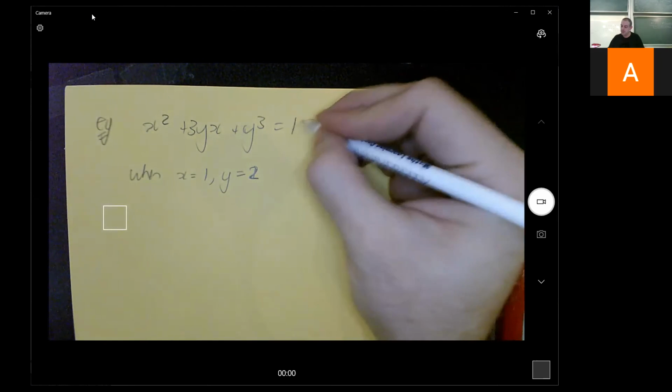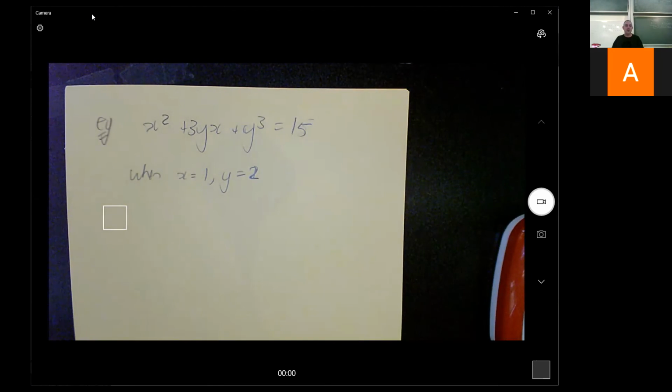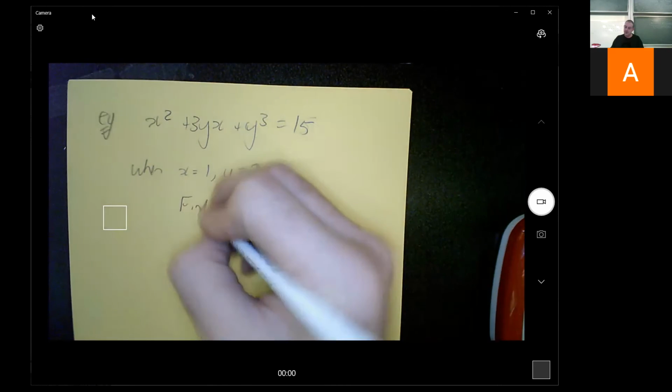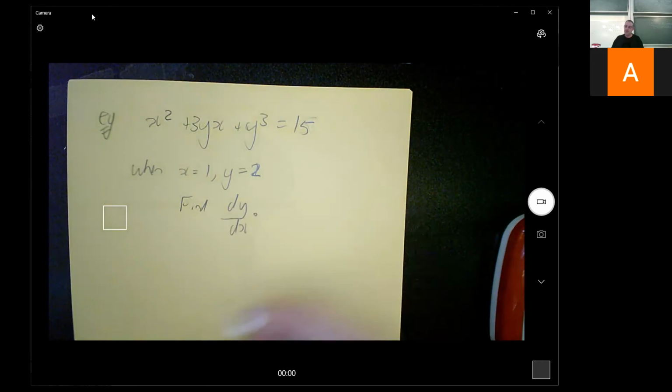Yeah, I was right. Okay, when x is 1 and y equals 2, find dy on dx. This is a classic implicit differentiation problem. Does this look like something you've seen before? Yeah.